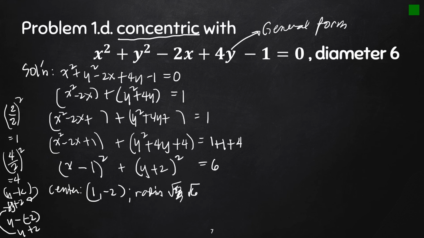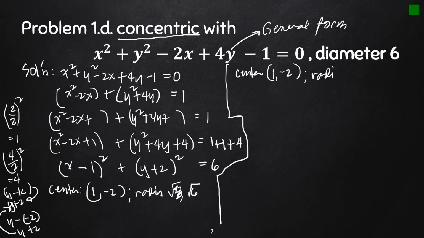But we don't actually need the radius. We only need the center. So this time, let's proceed to our solution for the circle that we are trying to find. Therefore, our center for this circle which we are looking for is also 1, negative 2 because the two are concentric. And the diameter is 6. If the diameter is 6, then the radius is 3, right? Because the radius is half of the diameter.